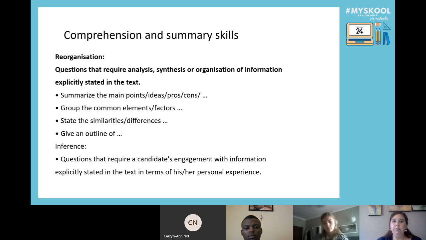So that is what you do at level 2, is to summarize the main points, ideas, pros and cons, okay, which should be given in the text. Group the common elements or factors. State the similarities or differences. What are similarities, Dube? There are things that have similar attributes to each other. Yes, things that are the same, in other words.